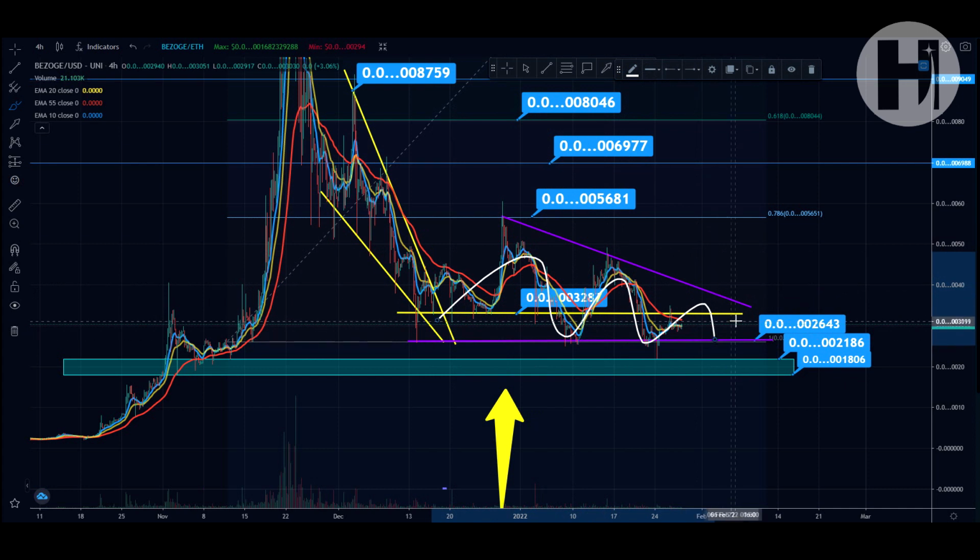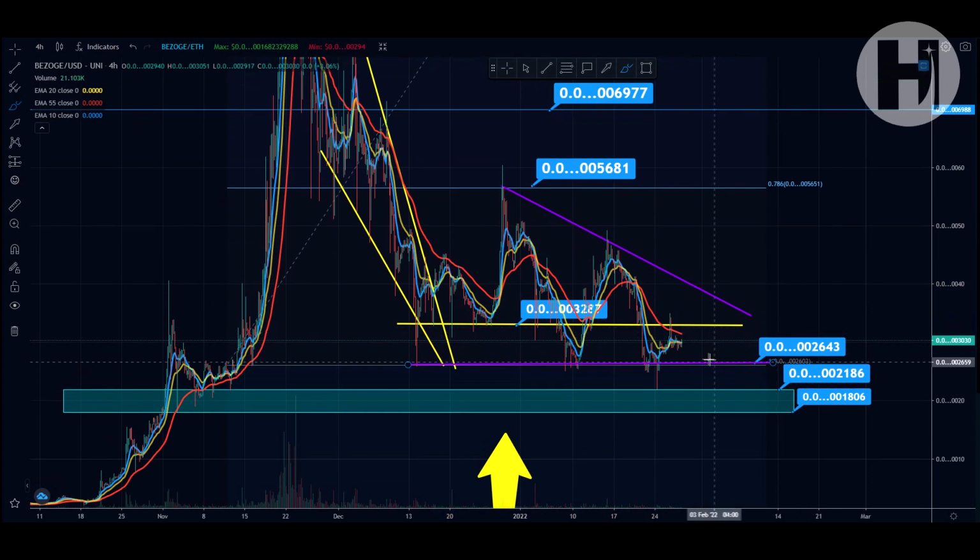Now, if that were to happen, okay, if we were to lose this purple trend line, right, back tested as resistance and come down even lower, you have this blue buy zone right now because we've bounced off this area multiple times, and we have even bounced off of it here January 24th. So anywhere from, I'm going to give you the last 6 digits, 002186 all the way down to 001806 is a great buying zone over here.